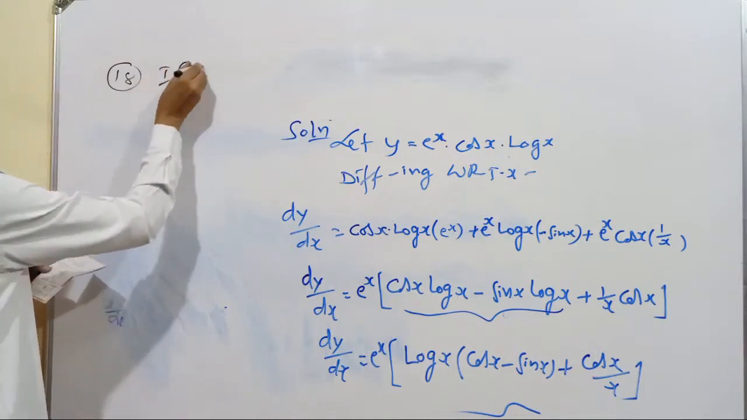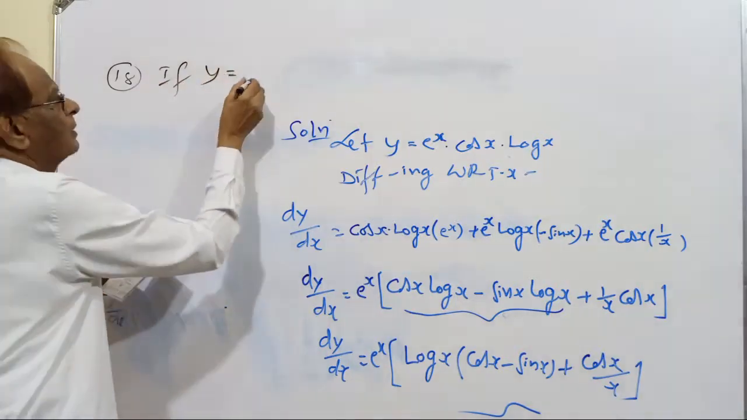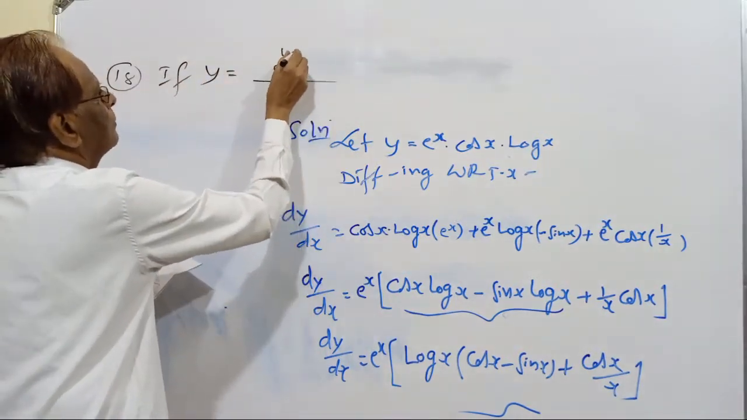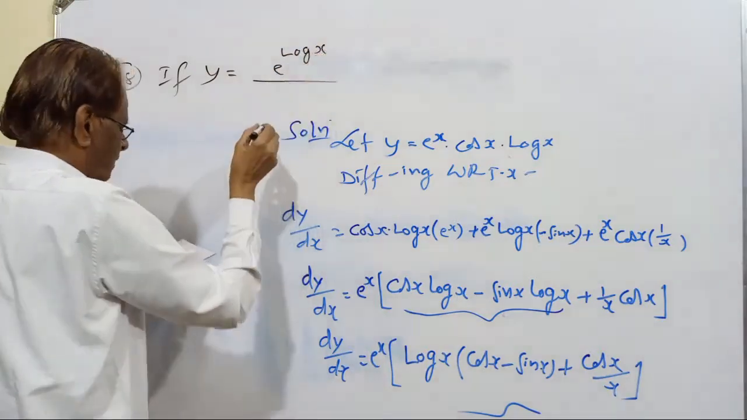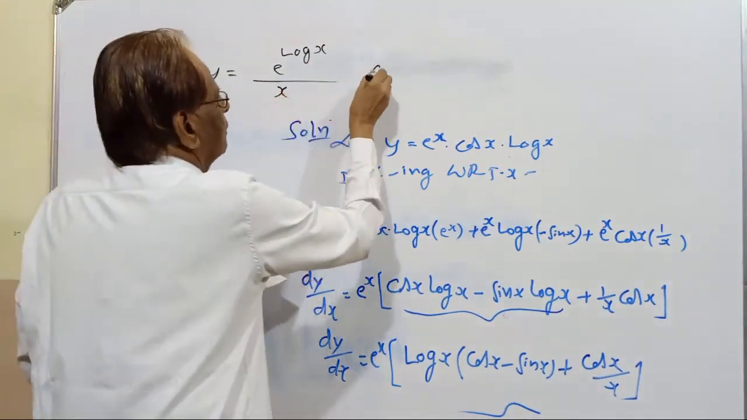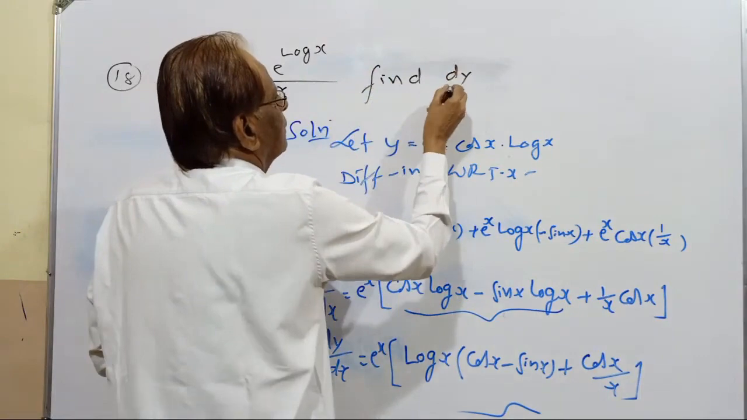If y equal to e power log x by x, find dy by dx.